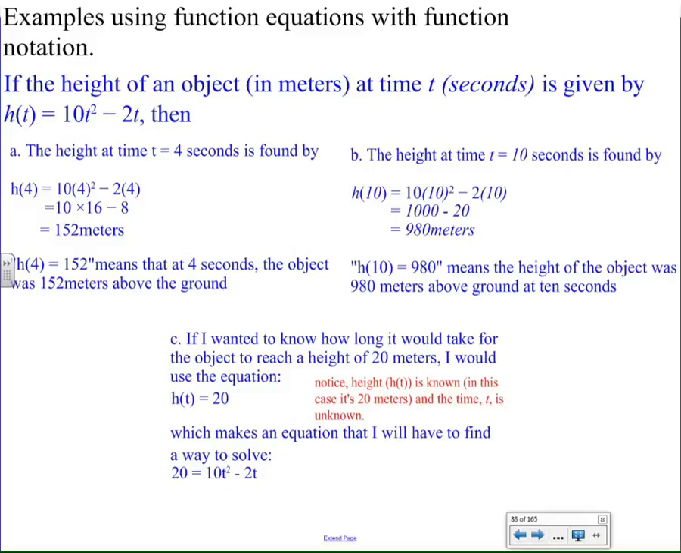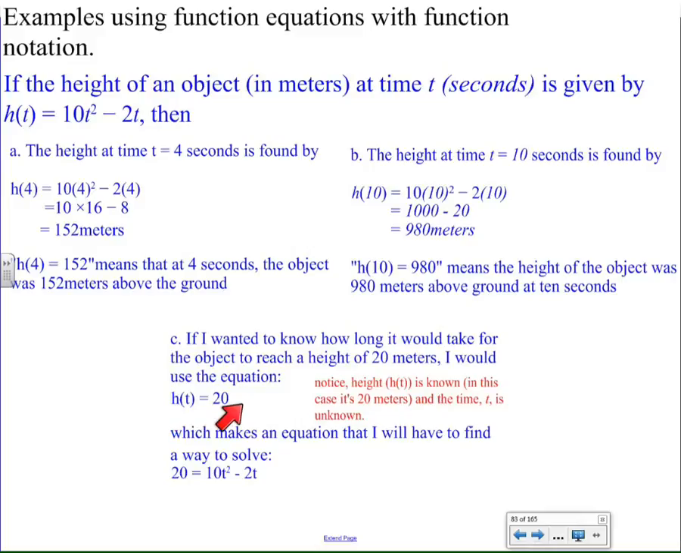So for example, h of 4, in order to find the value h of 4, I just substitute the 4 in for t in both places where it occurs. Notice the use of parentheses, that's a requirement. And I end up with 152 meters. So h of 4 is asking, how high is the object after 4 seconds? The answer is 152 meters. H of 10, how high is the object after 10 seconds? The answer, 980 meters.